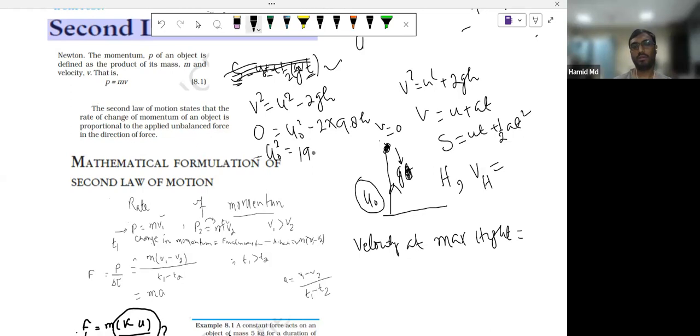Rumeza, you agree with it? H will be U naught square by 19.6. Okay, it's a simple calculation. My point was to make you familiar that at the top, the particle will lose its velocity. Velocity will cease and then it will start falling back. So you must have done a number of problems based on these relations.